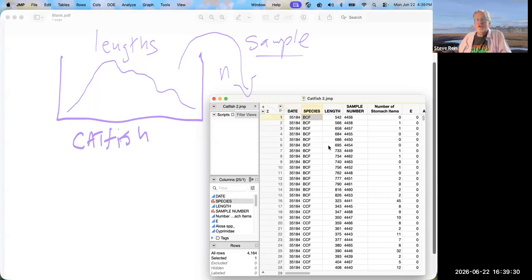There's a species of the fish, a blue catfish in this first case. There's the length of that fish in millimeters. There's the number of items that fish had in its stomach. Zero items in the stomach.